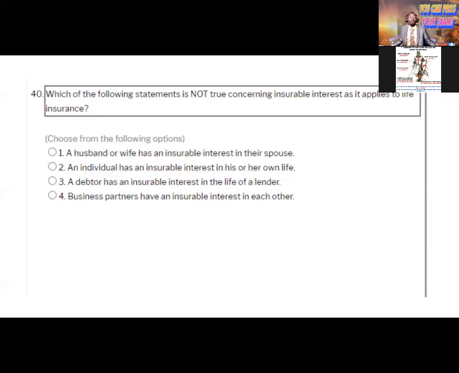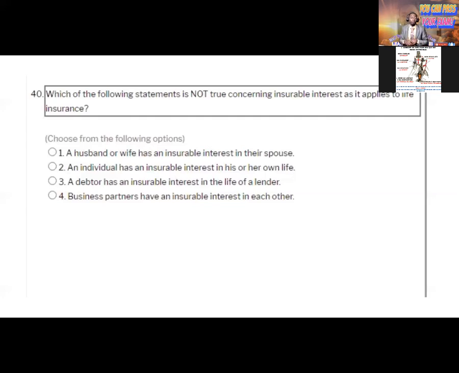Number 1, say a husband or wife has insurable interest in their spouse. Yes, because if you're a married couple, your husband can put a policy on you, and you can put a policy on your husband. So you have insurable interest. So that's not what you're looking for. You're looking for the first statement. Number 2, an individual has insurable interest in his or her own life. Well, you bet, that's why you can buy a policy on yourself. So that's when you have insurable interest in yourself, because if you die, it will affect your money.